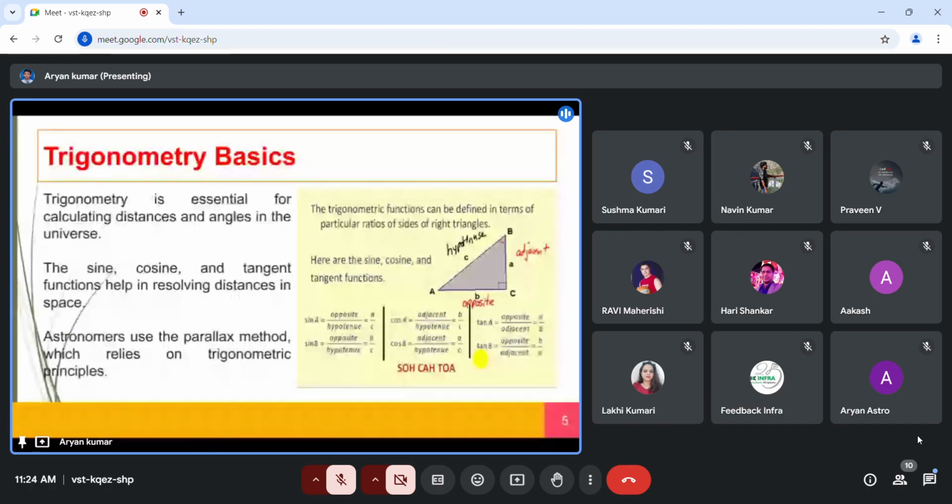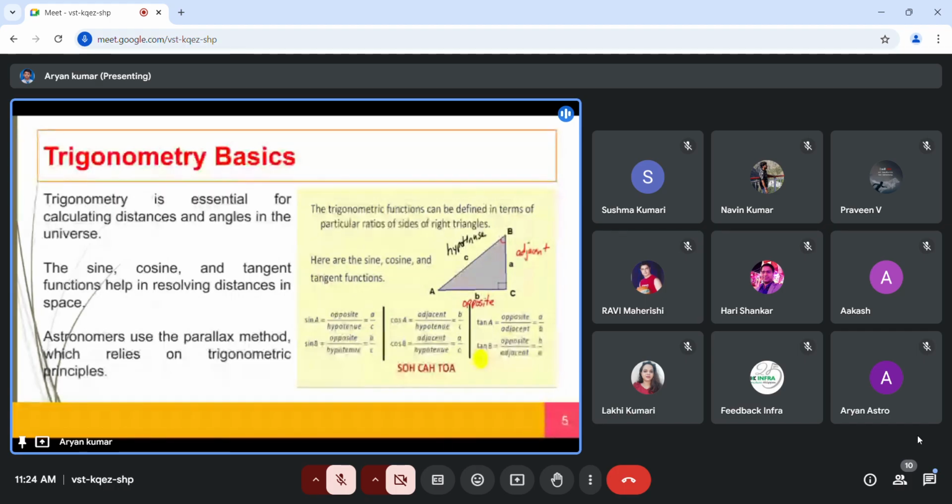So, this thing, the parallax method, is very advanced for everyone here. It is a very advanced level of maths. Trigonometry plays a vital role in astronomy, helping us calculate distances, angles, and positions of celestial bodies, like the parallax method that we talked about.